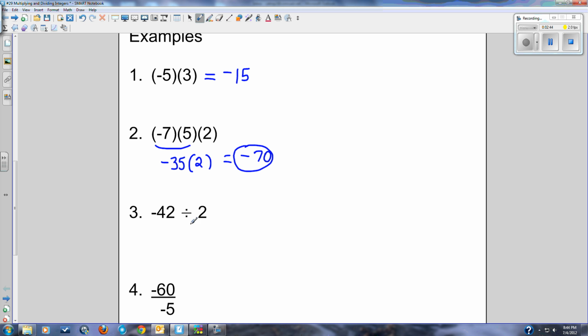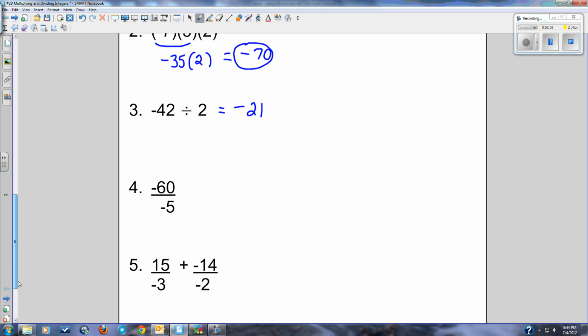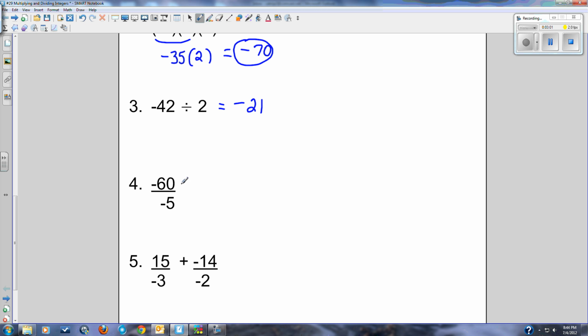We have negative 42 divided by 2. A negative divided by a positive is a negative, and 42 divided by 2 is 21. So we get negative 21. Next, we have negative 60 divided by negative 5. A negative divided by a negative is a positive, and if you want to put a little plus there, you can. You don't have to. Negative 60 divided by negative 5. Well, 60 divided by 5 is 12. So we end up with positive 12.